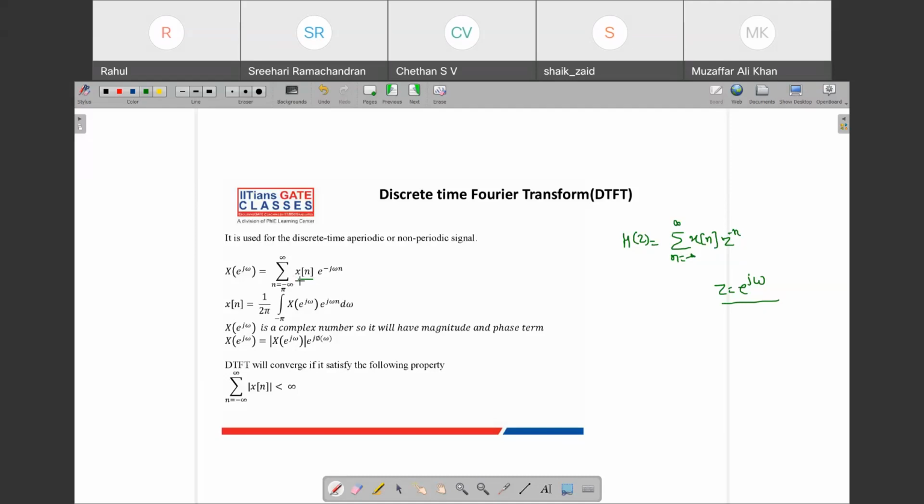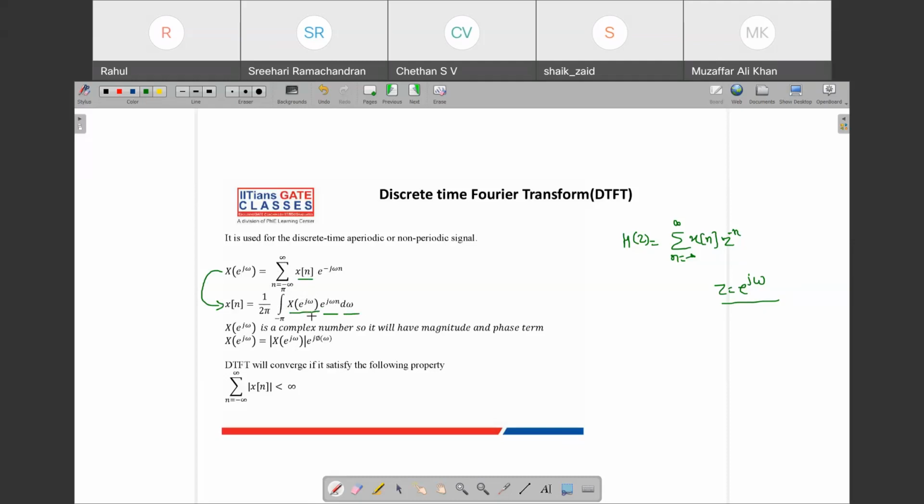So X(e^{jω}) = Σ from n = -∞ to ∞ of x[n] e^{-jωn}. And we can calculate the inverse Fourier transform also, which is given by this formula: x[n] = 1/(2π) ∫ from -π to π of X(e^{jω}) e^{jωn} dω. Now again, this X(e^{jω}) is a complex number, so it will have a magnitude term and a phase term.